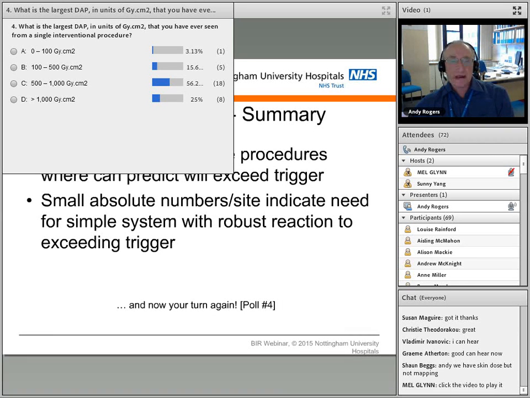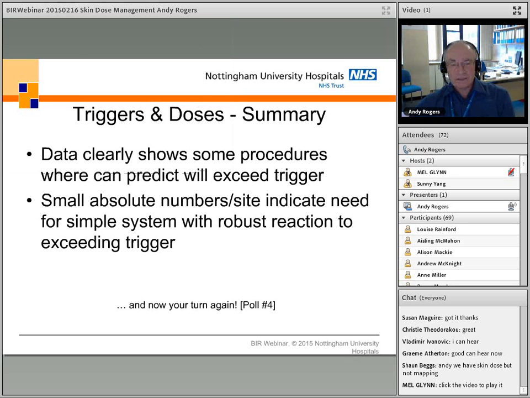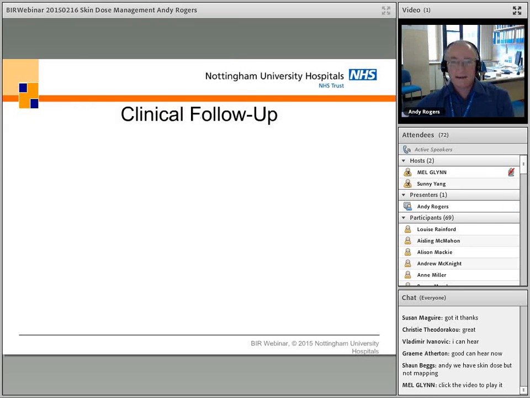So what we're seeing is about half of us from the 500 to 1000. So we're definitely seeing trigger levels with some significantly higher than that. Okay, let's call that a day, I think. It gives us a broad picture. Interestingly, one person said they haven't seen anything over 100. You're either very lucky or you need to check the units, or else you're not into interventional.